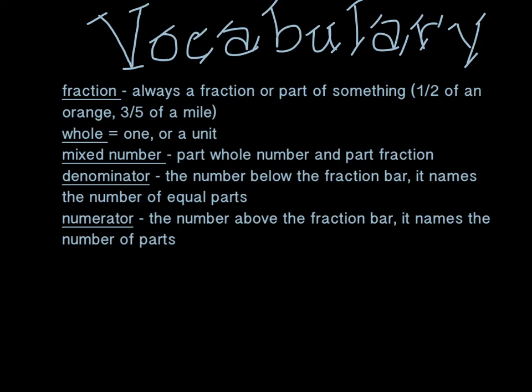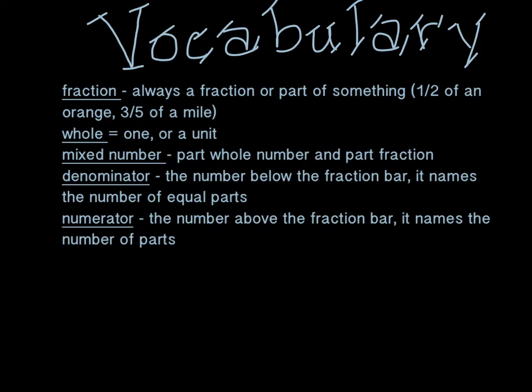So that brings us to vocabulary today. We have several vocabulary words that I want to make sure that you understand. Some of them may or may not be new. It should be a review for you, however. Our first one is fraction. A fraction is always a fraction or part of something. For example, half of an orange or 3/5 of a mile. All of those would be part of the whole, which brings us to our second one, which is whole. And anytime we refer to the whole, that is the one or a unit of something.